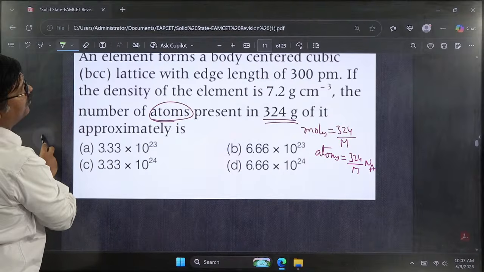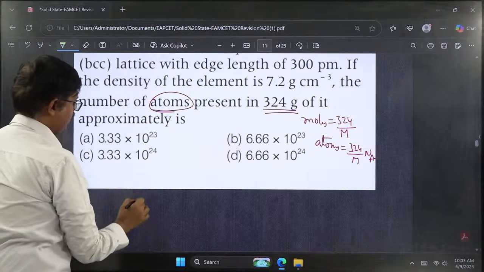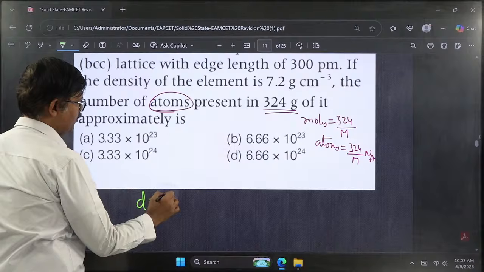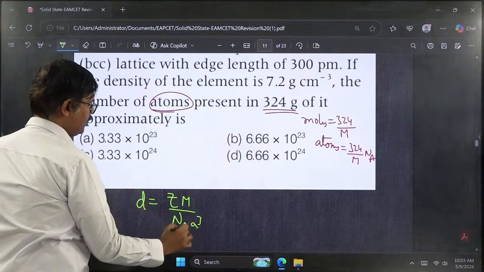See, body centered cubic, BCC they are saying. So let's apply the density formula. Density is equal to number of atoms, we know Z M by Na a cube. This is the formula.